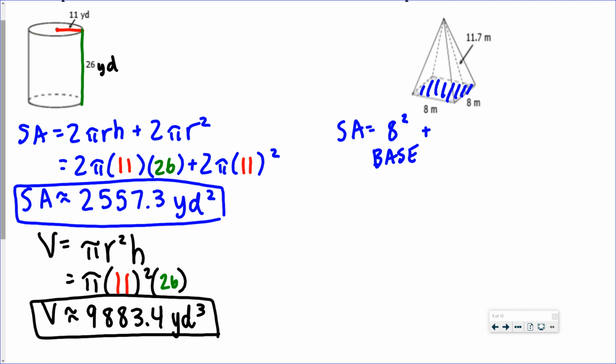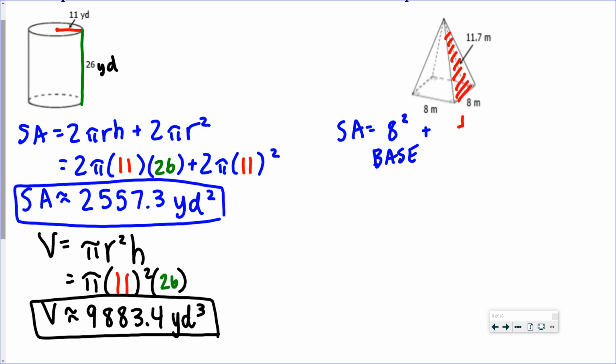And then you just need to find the area of the triangle. Now the nice thing about pyramids is that all those triangles are going to be the same. So we just need to find the area of one of them, and then we can times it by how many triangles there are, right? Just like we do with the bases when we double them. So let's look at one of these triangles. This one right here.